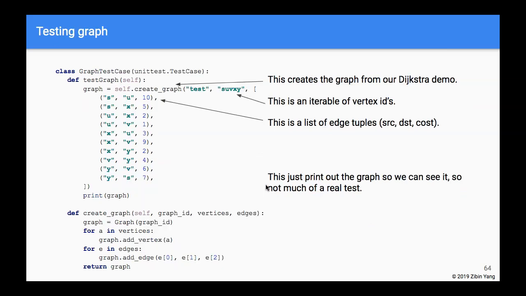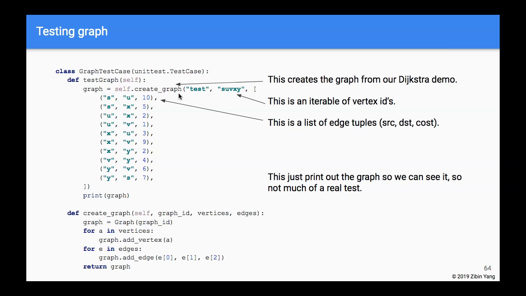Finally, we have all these classes created, so we should make sure that it works. As usual, I just write a test, even though this really doesn't assert anything. What I wrote here is a create graph method that takes the graph ID and then a set or a list, an iterable really, of vertices and edges. And then I add each of the vertices and add each of the edges.